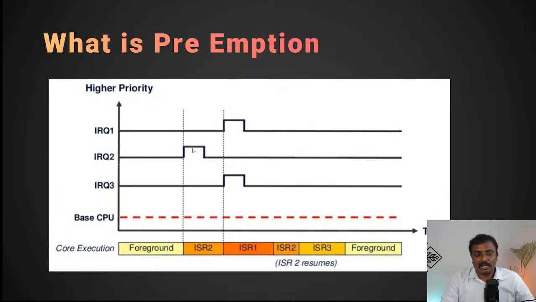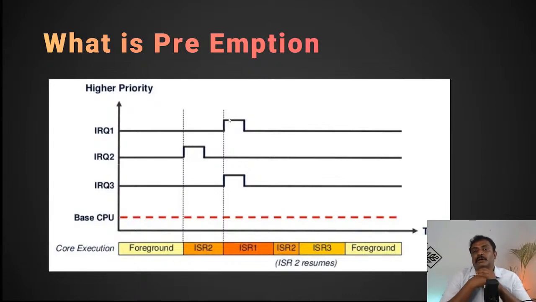So what happens is it gives service to IRQ1. It means it gives service to ISR1; IRQ calls ISR1, interrupt service routine 1. Once ISR1 is completed, since IRQ1 is higher priority, IRQ2 was preempted, so it continues ISR2 again. Once ISR2 is completed, it gives service to ISR3, then it comes to the main task. So this is called preemption.